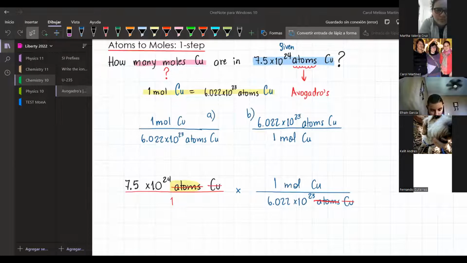Now, how do you do this in your calculator, which is the other part? Let me bring a picture of a calculator so I can tell you what keys you have to press.